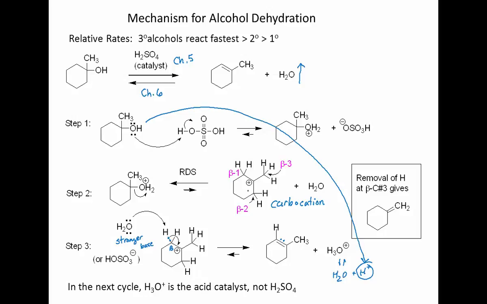Beta 1 and beta 2 are equal to each other. Beta 3 is different, but if we remove the hydrogen here, we would get this minor product. Okay, so that's not usually the preferred pathway. The preferred pathway is removal of the hydrogen at the more substituted carbon, so you'll get the more stable alkene.